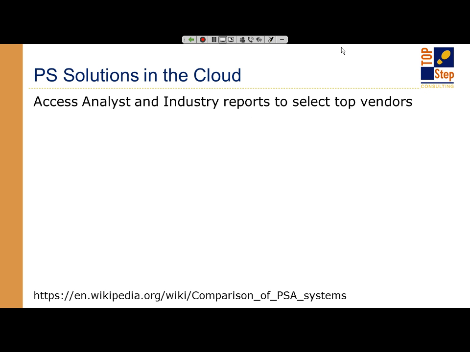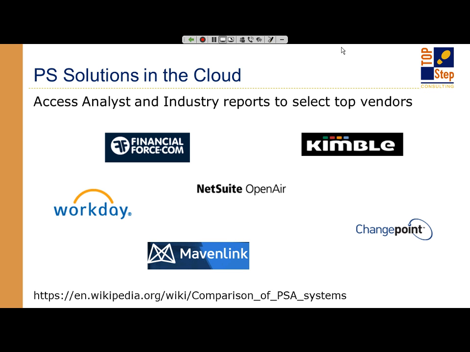So looking at the PS solutions that are in the cloud, almost all PSA vendors have a SaaS solution, a cloud solution. Things like we support, NetSuite OpenAir and FinancialForce, those are cloud-based systems. But other systems like Kimball are on the Salesforce platform, that is also cloud-based. Workday certainly has their cloud-based solution, and MavenLink. ChangePoint is one of those systems that has an on-premise install or a cloud version.